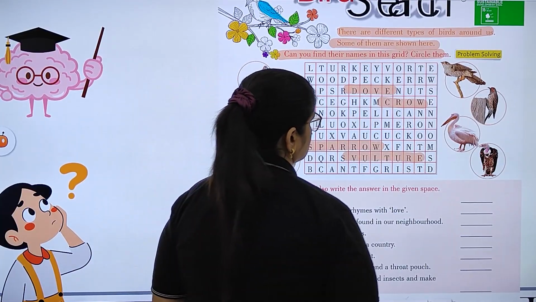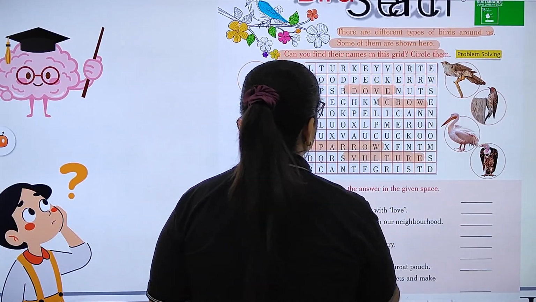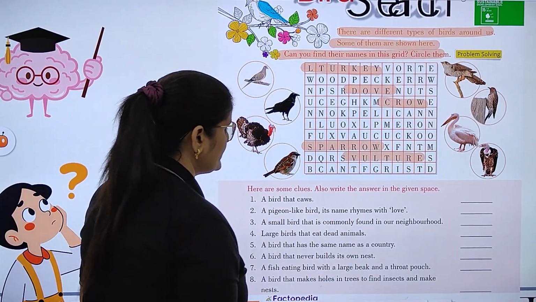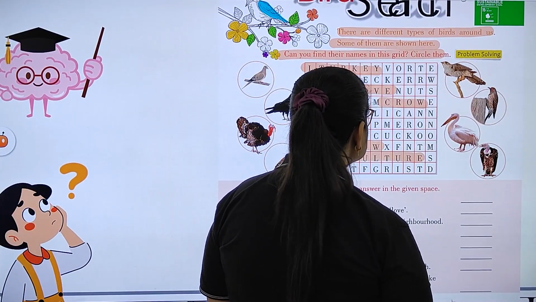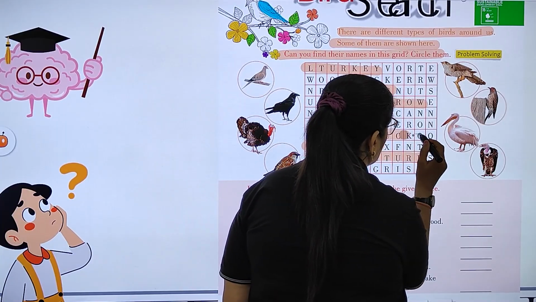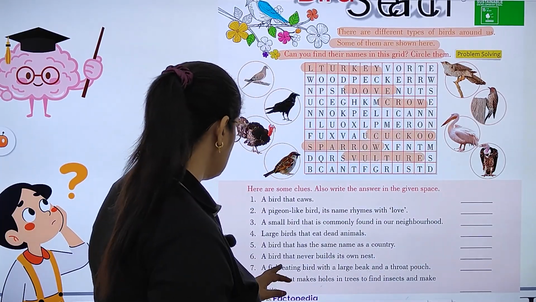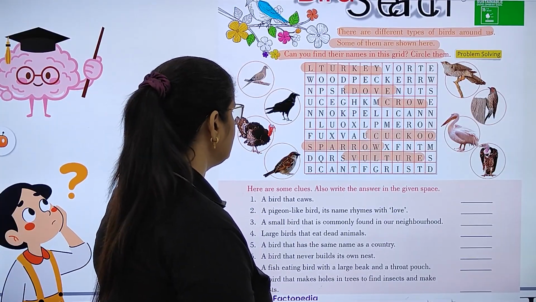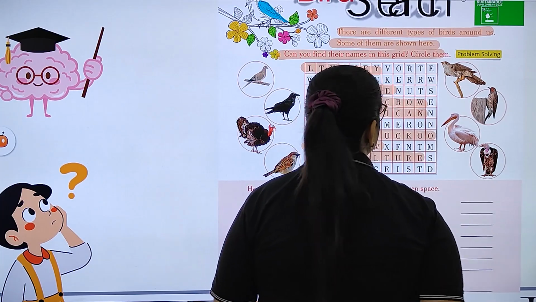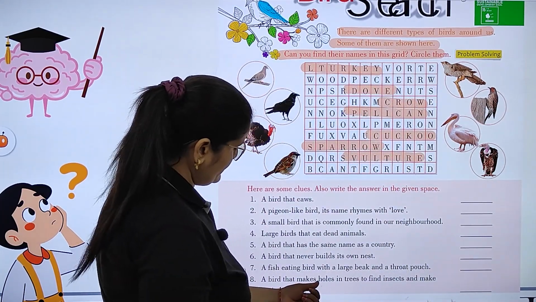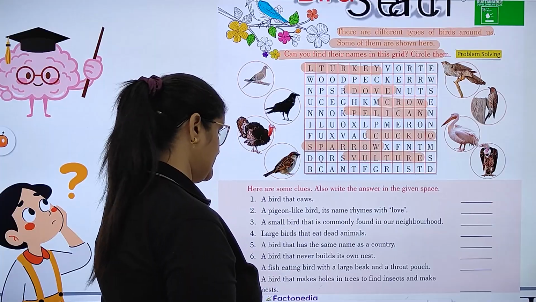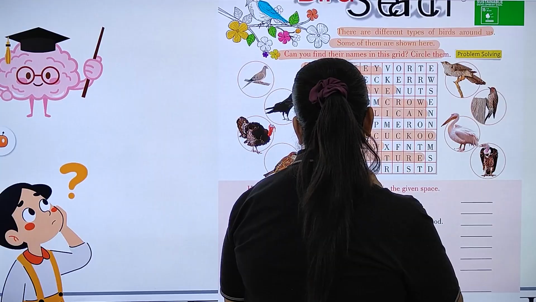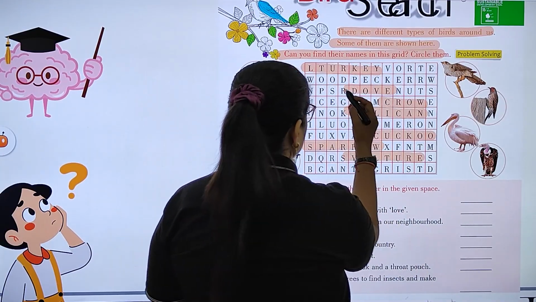Where is this one? Turkey. A bird that never builds its own nest. Where is cuckoo? See, cuckoo. A fish eating bird with a large beak and a throat pouch. Pelican. This one. Last one, a bird that makes holes in trees to find insects and make nests. Woodpecker. जिसको हम हिंदी में कठफोड़ा बोलते हैं. Woodpecker.